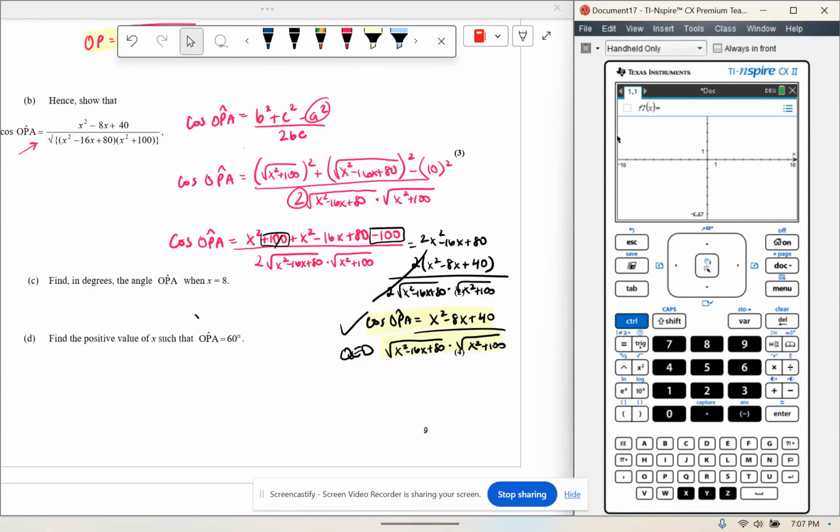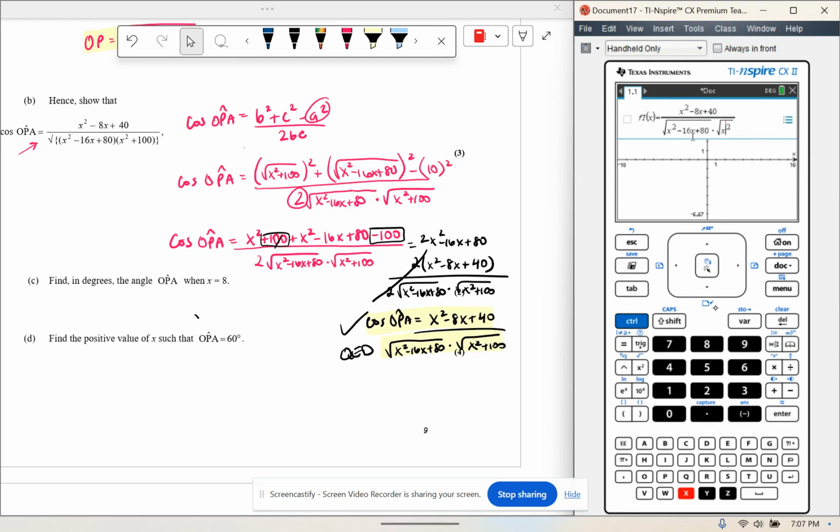I need to find, in degrees, the angle OPA when x equals 8. This is a wild expression. I'm typing this into my calculator because I don't want to be evaluating this thing. So I'm going to type in x squared minus 8x plus 40 all over the square root of x squared minus 16x plus 80. Just keep in mind that this expression returns the cosine of the angle we're looking for.